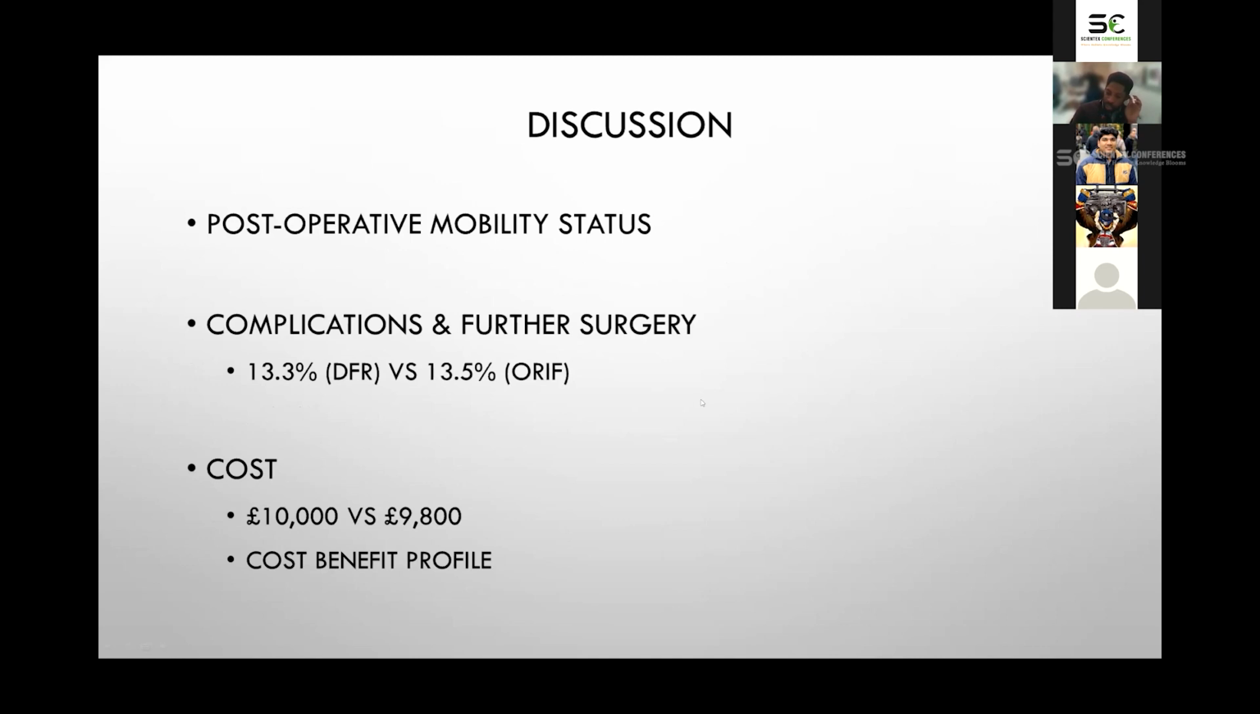Postoperative mobility status was also assessed. The majority of patients treated with a distal femoral replacement were ambulatory at 1 year. However, a big proportion of those were requiring the use of a single walking aid as a minimum. In the ORIF group, 23% of patients were wheelchair bound at a year. However, 27% of the remaining patients were fully independent without the need for any walking aids.